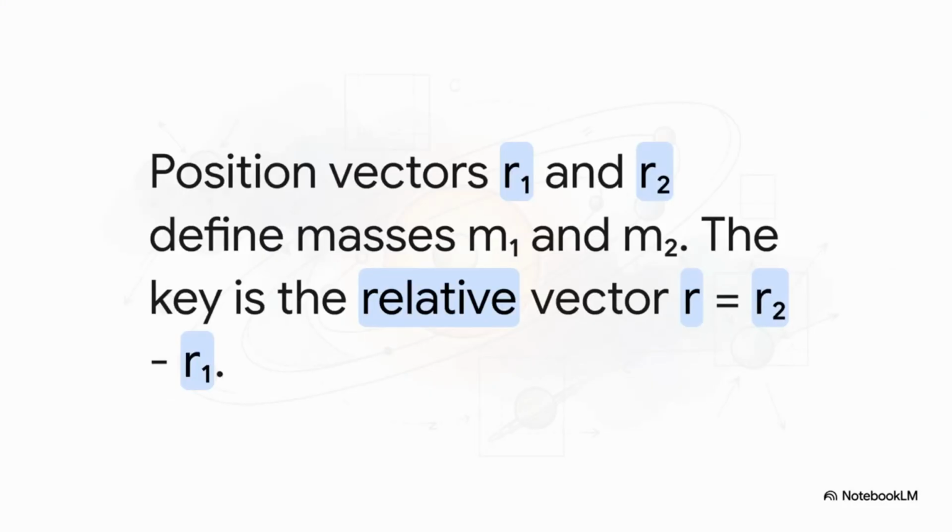So, let's define their positions. We have two masses, m1 and m2. And we'll use vectors r1 and r2 to mark their locations from some fixed origin. But the really important quantity for us is the relative position vector, r, which is just the vector that points from mass 1 to mass 2. The length of this vector is the distance between them.